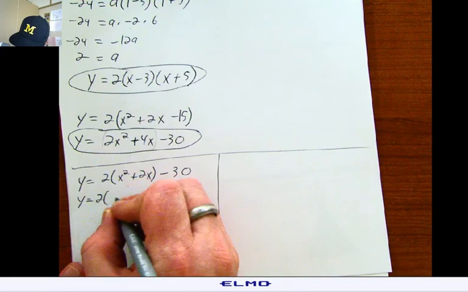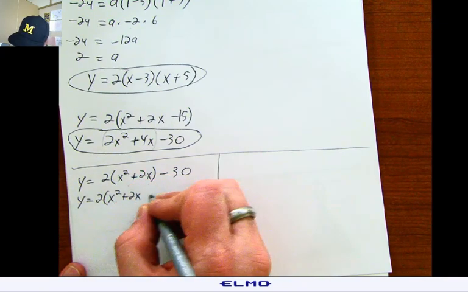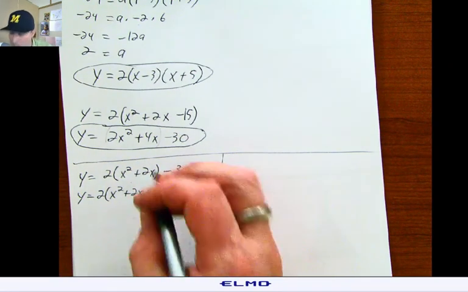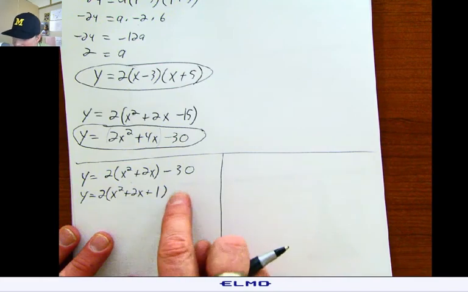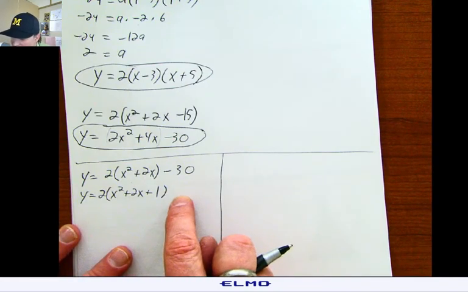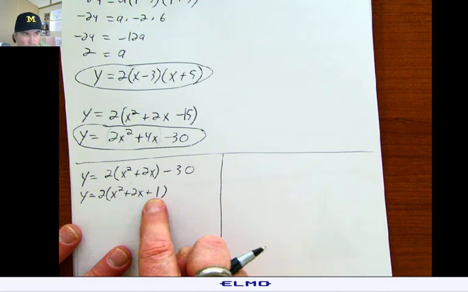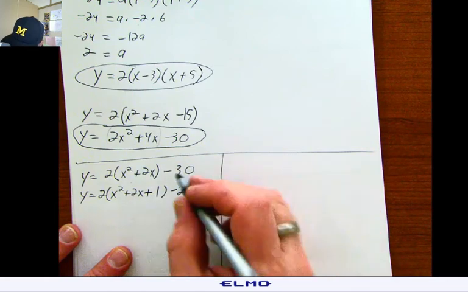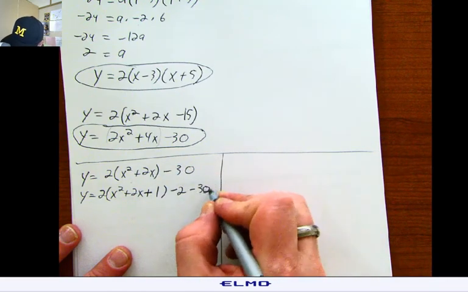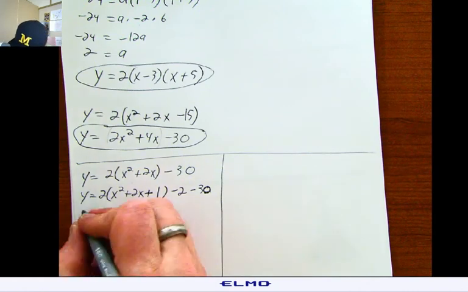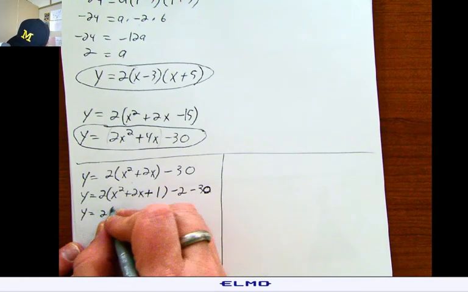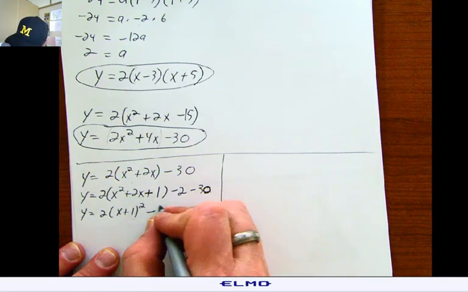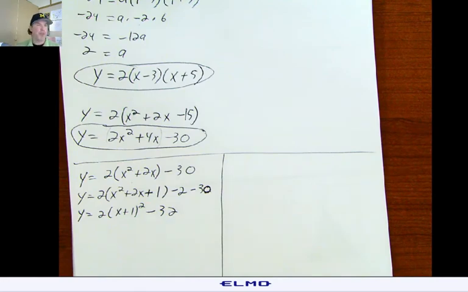And then as I've done before, x squared plus 2x plus some number. 2 divided by 1 is 1. 1 squared is 1, so I'm just going to add a 1. On the outside, I need to subtract whatever I just added, but you got to be careful. You didn't just add 1. 2 times 1 is 2. So on the outside, I need to go minus 2, and then continue on with this minus 30 that was there originally. Then, x squared plus 2x plus 1 becomes x plus 1 quantity squared. Negative 2 and negative 30 is negative 32, and I am in vertex form.